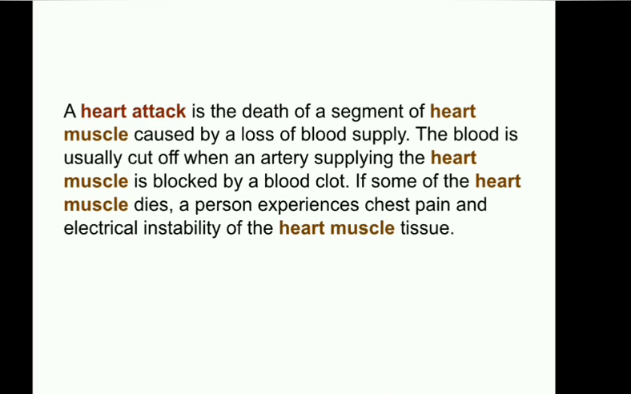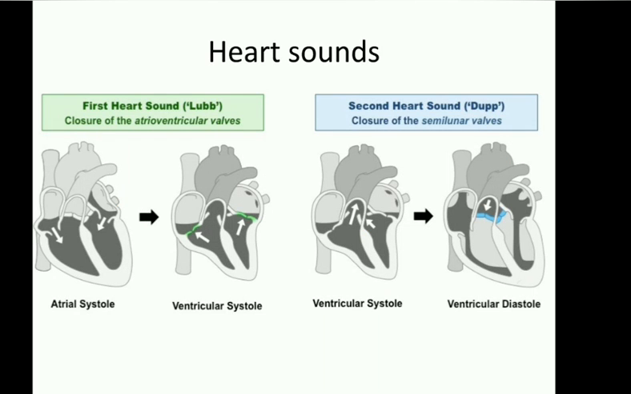Then we have a heart attack. A heart attack is the death of a segment of heart muscle caused by the loss of blood supply, and the blood is usually cut off when an artery supplying the heart muscle is blocked by a blood clot. Some of the heart muscle dies, and a person experiences chest pain and electrical instability of the heart muscle tissue. Then are the heart sounds.